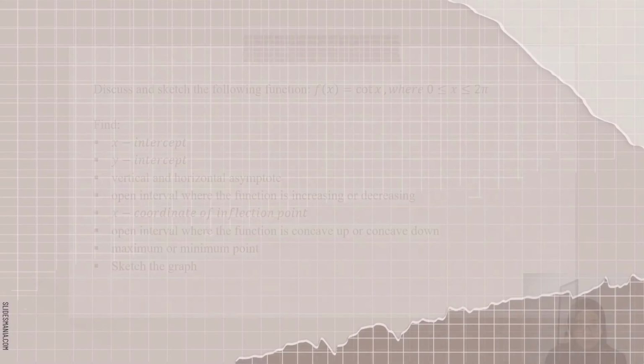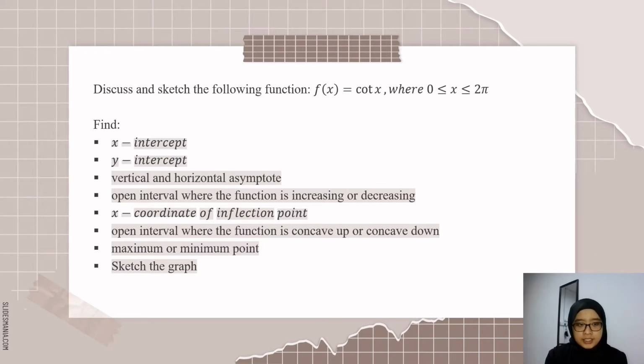In this video, I'm going to explain question 1 for my calculus individual assignment. The question is, discuss and sketch the following function f(x) = cos x, where x is greater than or equal to 0 and x is less than or equal to 2 pi.